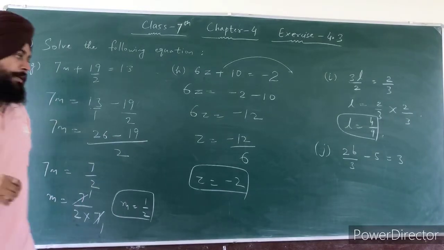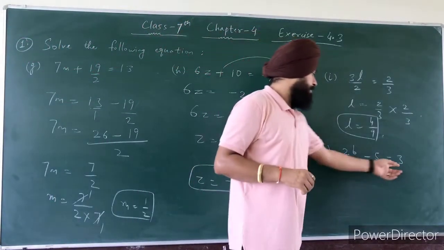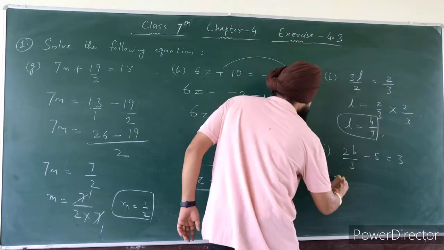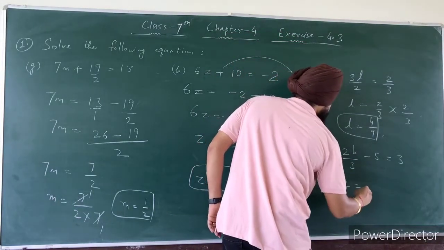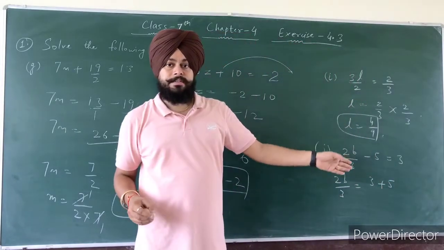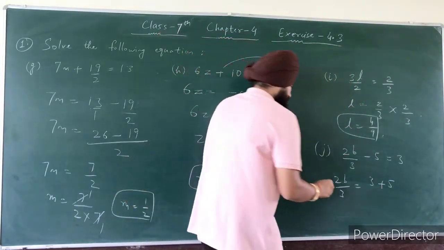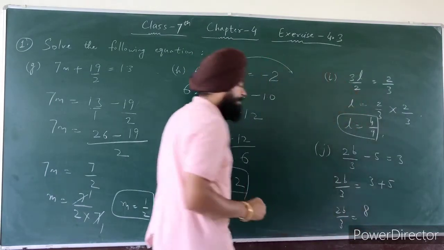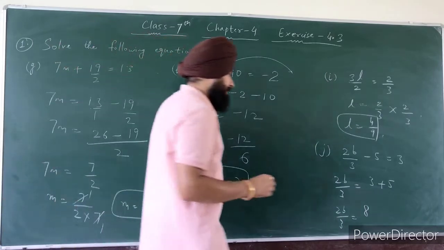The last J part is 2b over 3 minus 5 is equal to 3. So here b is the variable. 2b over 3 is equal to 3 plus 5. You can take minus 5 on the right hand side. The sign is positive, it is plus 5. So 2b over 3 is equal to 3 plus 5. 3 plus 5 is how much? 8. Now again the same step.